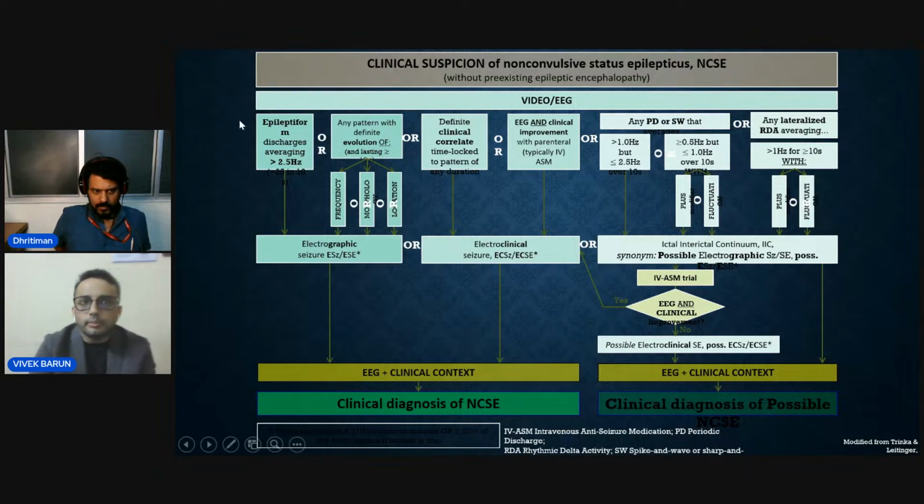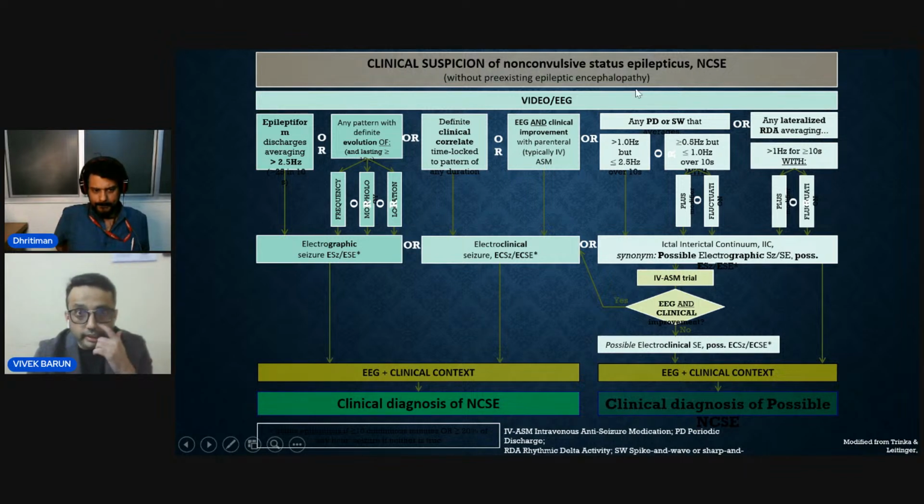If the electrographic seizures are lasting more than 10 seconds, or there is any pattern showing evolution, like I showed you in a few of the EEG graphs before, they lasted for more than 10 seconds. They showed evolution in frequency, and I showed you location and morphology also. So they were electrographic seizures in the correct clinical context. Then you can diagnose NCSE.